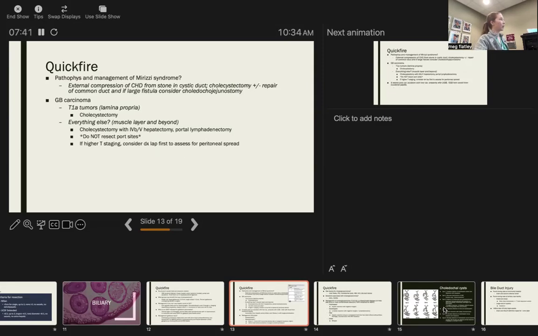I'd say if I was going to ask a question about this, I would say that you have a lesion and I would give you the path report. And so you have to know the T staging of gallbladder carcinoma and how to manage that. And so I'd review that before the exam.